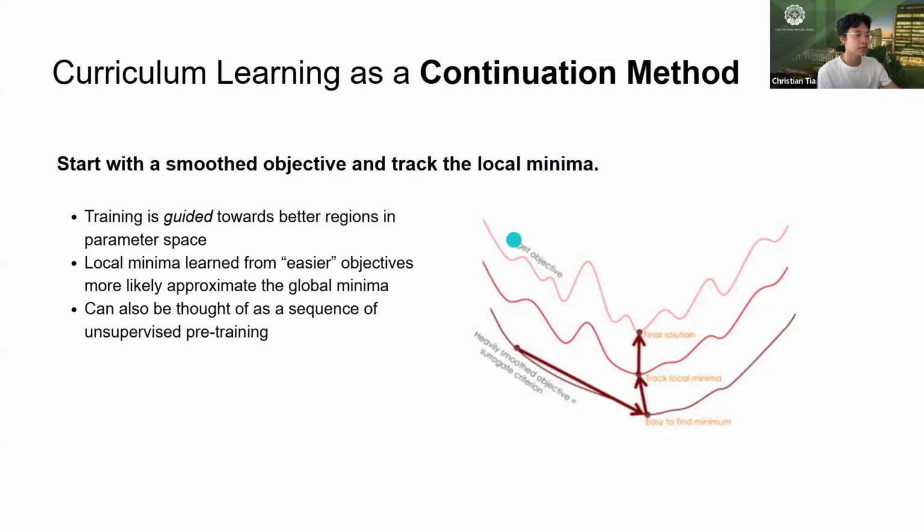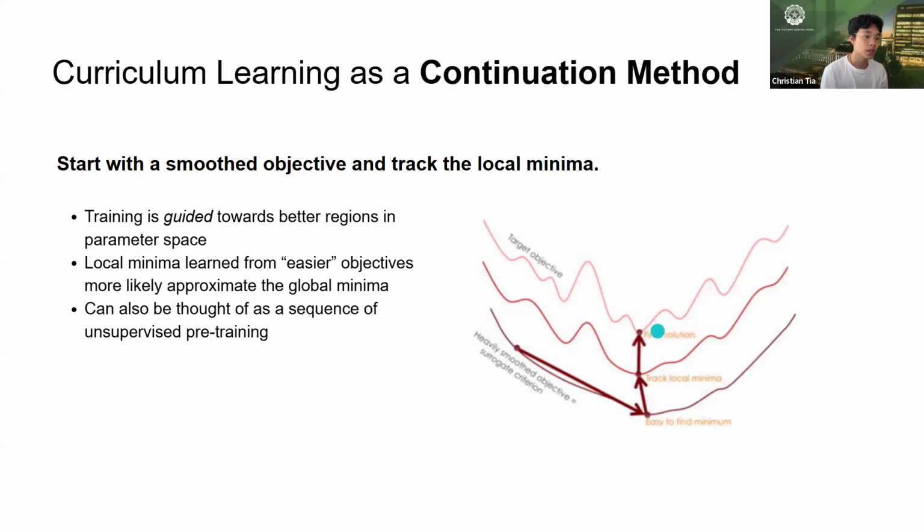So consider if you start with the target objective: the model could get stuck in one of these local minima without ever going over this peak right here, because the learning rate might be too low. And so the performance of that model would be poorer than if it were to actually find the global minimum.